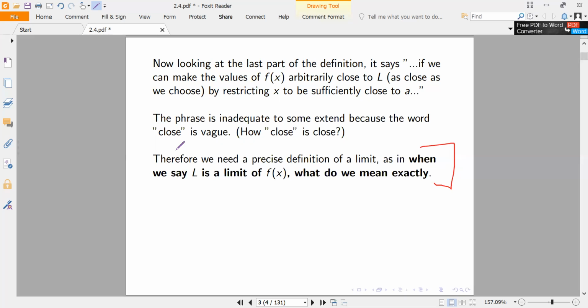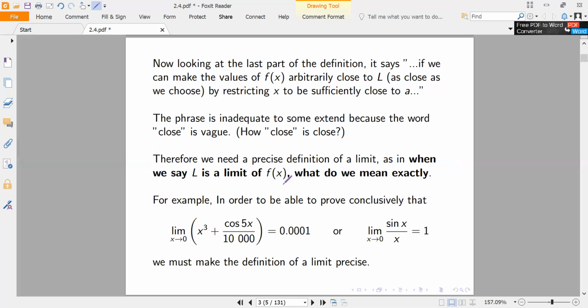Once you write the mathematics on the board, all of you can agree or disagree. Mathematics is a language. What I'm trying to say is that we need a way to define and agree, and not talk about closeness, because closeness is a relative word. So we need a precise definition of a limit. What do we mean when we say that L is a limit of f of x? That's what this lesson will be about.